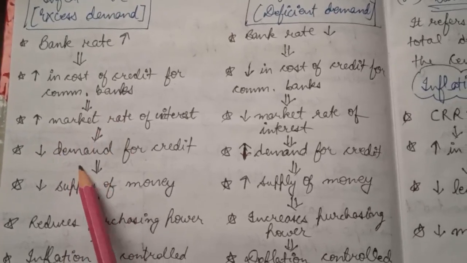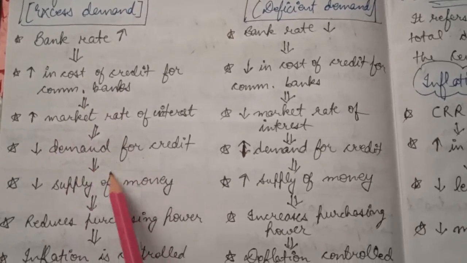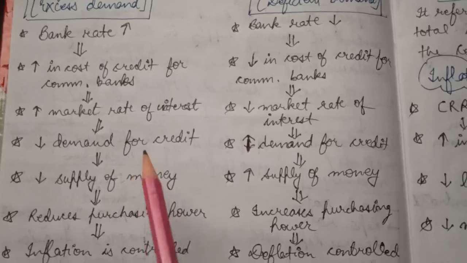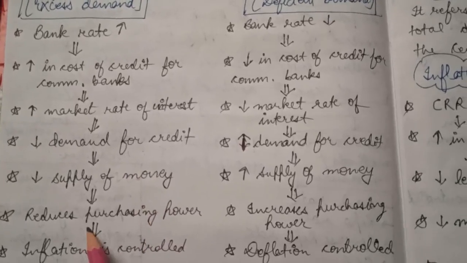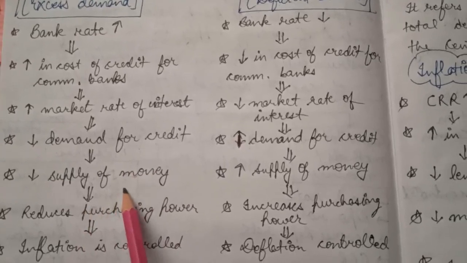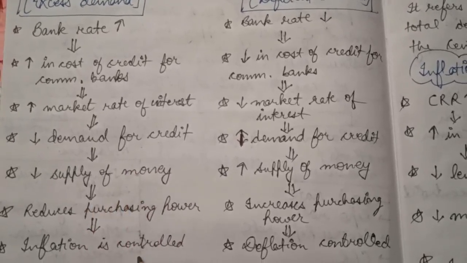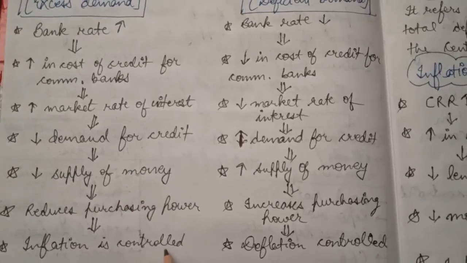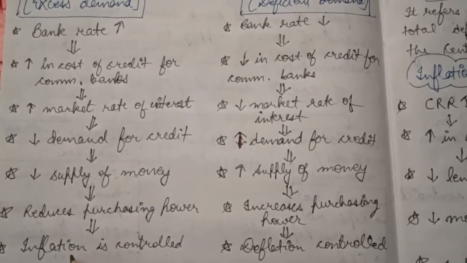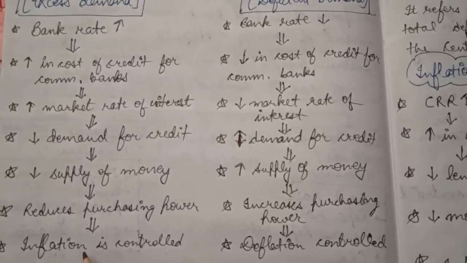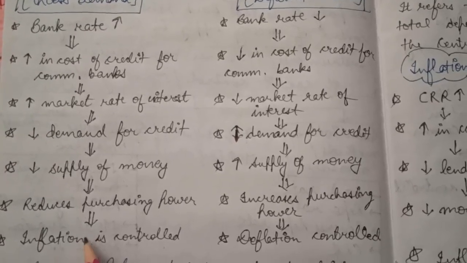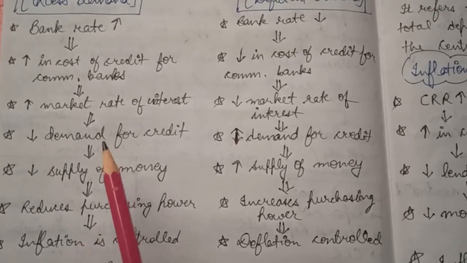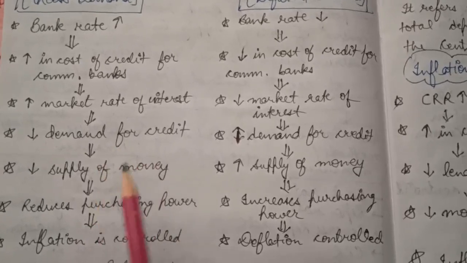When there will be a decrease in demand for credit, there will be a decrease in the supply of money. Further, the purchasing power of the people will also reduce because there will be less money in the economy, because of which further the inflation will be controlled. Basically, inflation is a situation when there is excess demand, and the main motive of the Reserve Bank is to decrease that demand, and by increasing the bank rate they can do so.